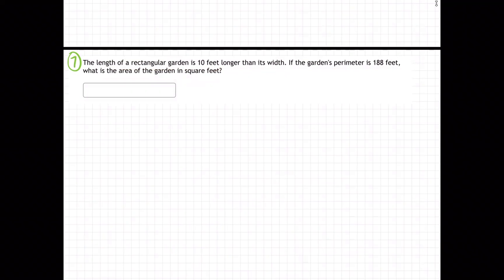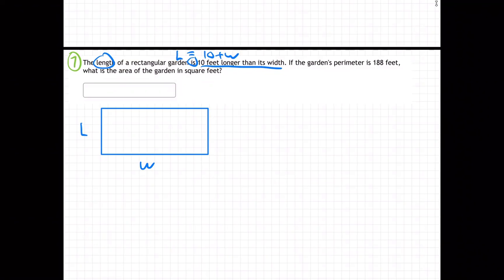Okay. Let's draw a little rectangle over here, and we've got the width and the length of it. It says the length, so L equals 10 feet longer than the width, 10 plus W. So this L is 10 plus W, isn't it? All right. And then what's perimeter? It talks about the perimeter of this thing.